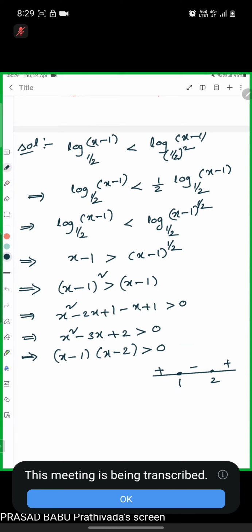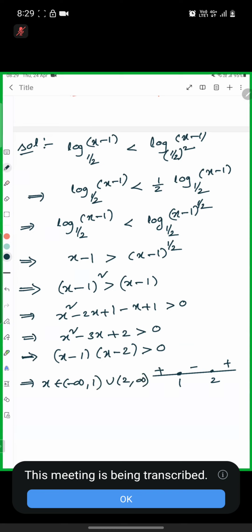Very good. So x belongs to minus infinity to 1. Is it closed or open? Open, sir. Because no equality sign here. If you have greater than or equal to 0, then you have to write a closed bracket. And this is the solution set. This is the solution obtained by solving this.